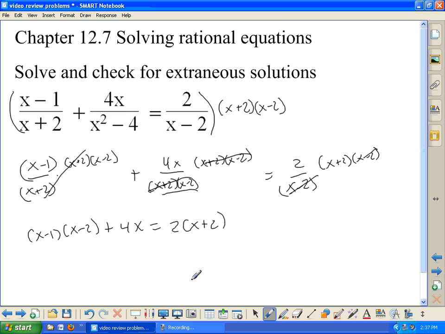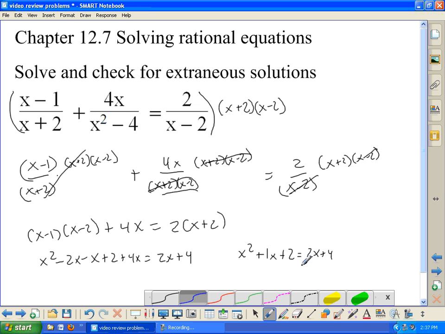Here's the equation which you want to be able to solve, so we're going to expand things out. This is going to be x times x is x squared, x times negative 2 is negative 2x, negative 1 times x is negative x, negative 1 times negative 2 is plus 2, plus this 4x equals, distribute the 2 through, 2 times x is 2x, 2 times 2 is plus 4. I'm going to combine some like terms on the left-hand side first. This x squared is there. This negative 2x minus x is a negative 3x, plus 4x is plus 1x. And then I have plus 2 here, equals 2x plus 4.